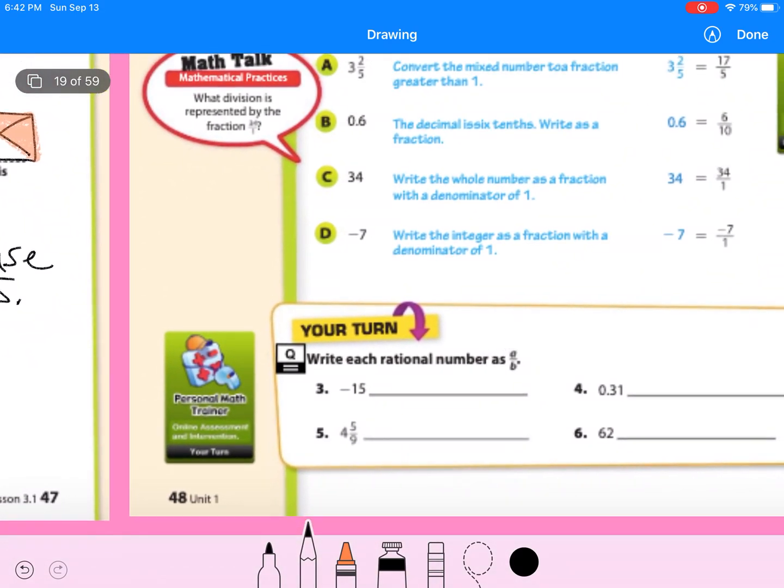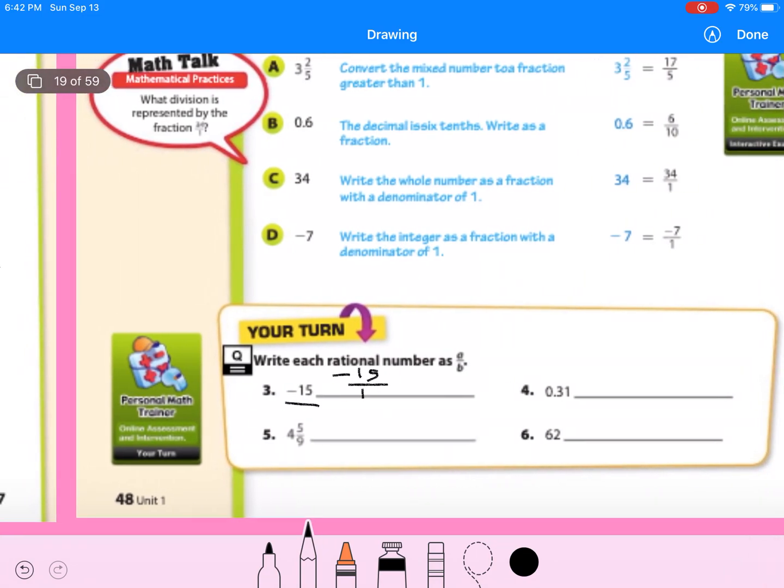So let's look at number 3. We have -15. All right, the easiest thing to do are whole numbers. You take the original whole number you have, you rewrite it, you make a division sign, and you put 1 on the bottom. 1 always goes on the bottom for a whole number. Any whole number can be represented as a fraction if you put it over 1. So if we look at number 6, that's also a whole number. We can do the same thing. 62 over 1, that is a fraction.